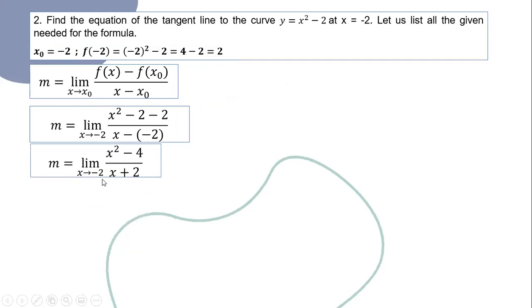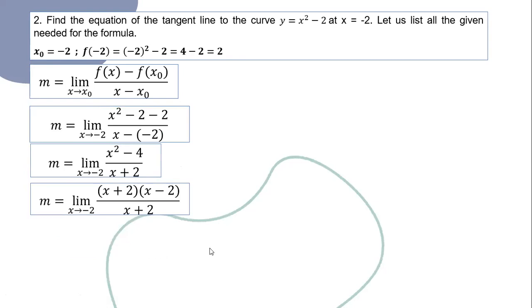Further simplify, dahil kapag in-evaluate natin yung limit by just substituting negative 2, hindi po pwede magkakaroon ng 0 sa denominator. So simplify pa natin. Itong x squared minus 4, pwede pa yang i-factor out. Okay, and we will get x plus 2 times x minus 2. We can cancel out x plus 2. We will get only x minus 2 na lang yung natira. So we will get the limit of x minus 2 as x approaches negative 2.